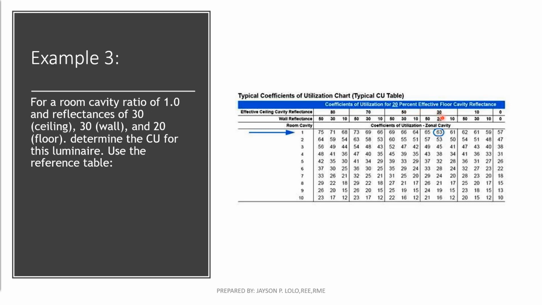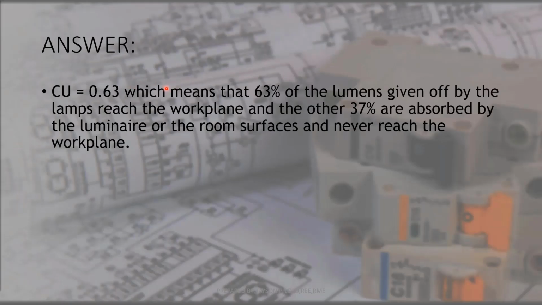Now, you can get the coefficient of utilization for 63. So, CU equals 63. So, what is the interpretation of 63? The interpretation of 63 is, which means that the 63% of the lumens given off by the lamps reach the work plane, and the other 37% are absorbed by the luminaire or the room surfaces and never reach the work plane. Okay, understand?